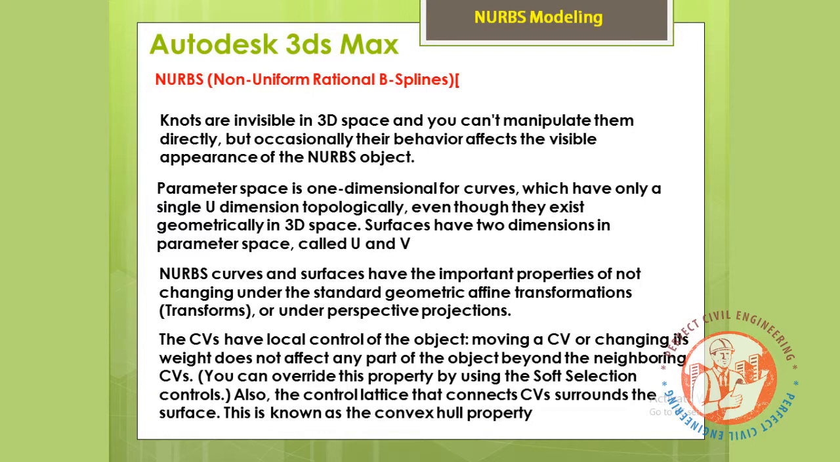of the NURBS object. Parameter space is one-dimensional for curves, which have only a single U-dimension topologically, even though they exist geometrically in 3D space. Surfaces have two dimensions in parameter space, called U and V. NURBS curves and surfaces have the important properties of not changing under the standard geometric affine transformations, or under perspective projections. The CVs have local control of the object.